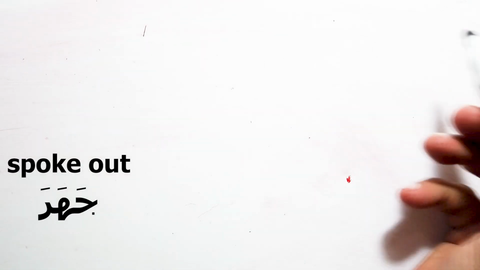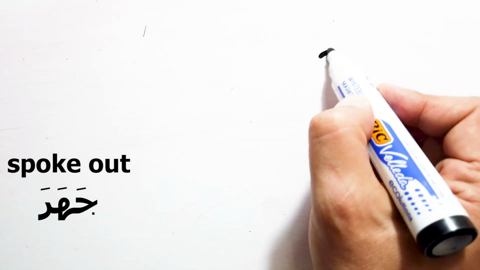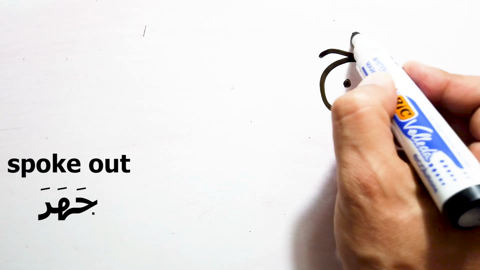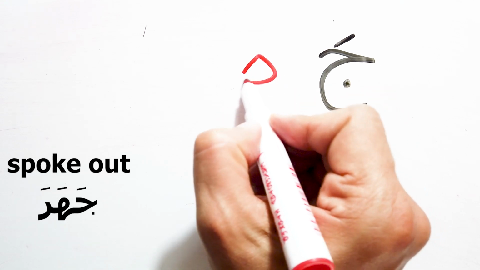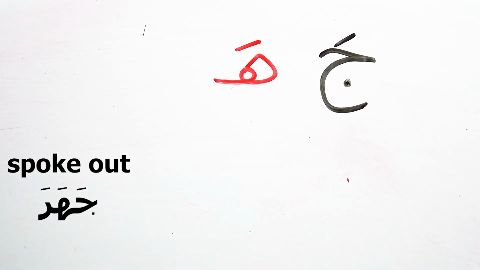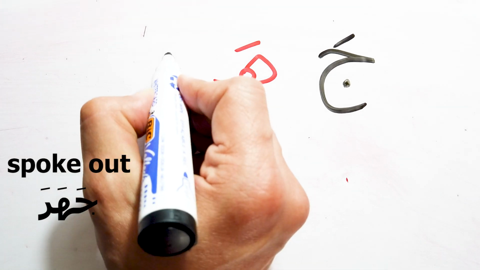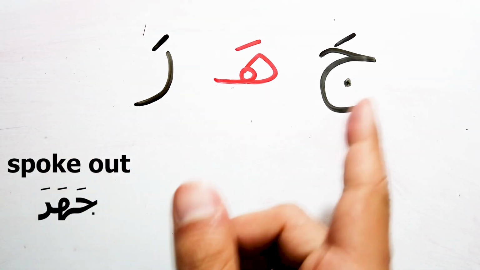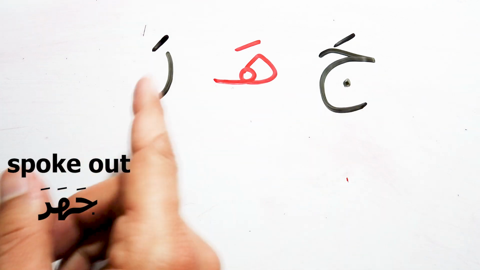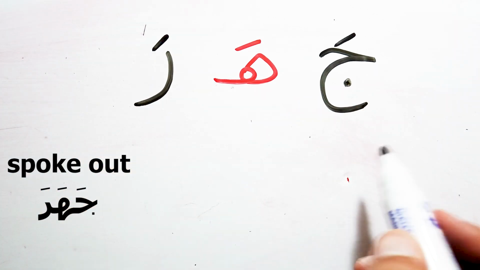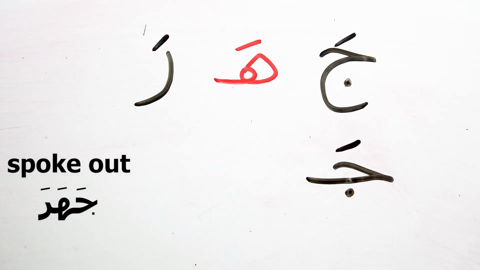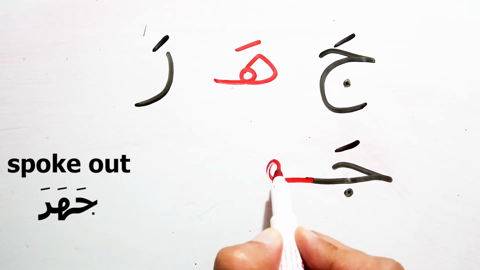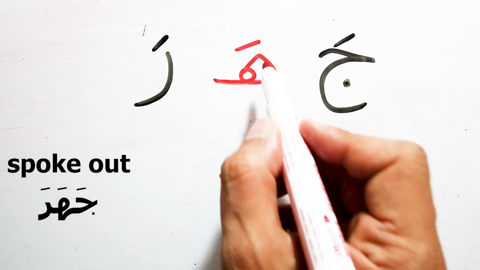Now let's go faster. Jahara, jahara, ja, ja, ja, ha, ja, ha, ra, ja, ha, ra. Let's connect them. Ja in the beginning of the word. Ha in the middle of the word. It has a different shape.